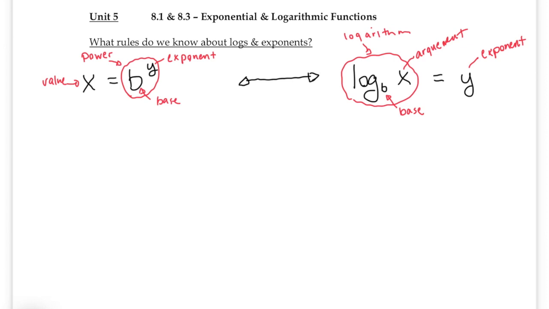Now, why are logarithms used? Well, there's lots of reasons that logarithms are used. In science, they're often used to compare things that vary greatly. Because remember, when we're just keeping track of an exponent on a number, we are not keeping track of very, very, very large numbers versus very, very, very small numbers.